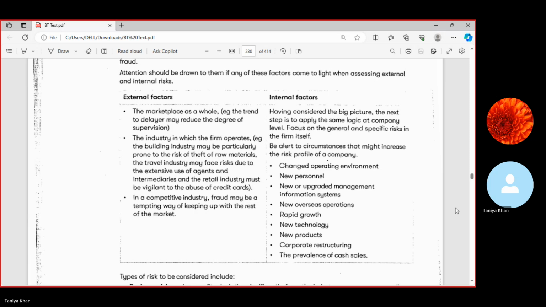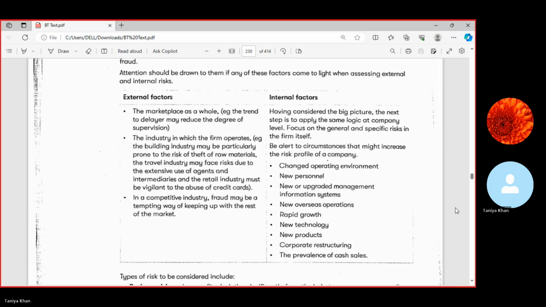Third, in a competitive industry, fraud may be a tempting way of keeping up with the rest of the market. That means competing, always being ahead of your rivals or competitors. Definitely, by hook or by crook, I want to be the king of the market. If you have that mindset, definitely you will be more prone towards committing fraud. So these are all external factors.